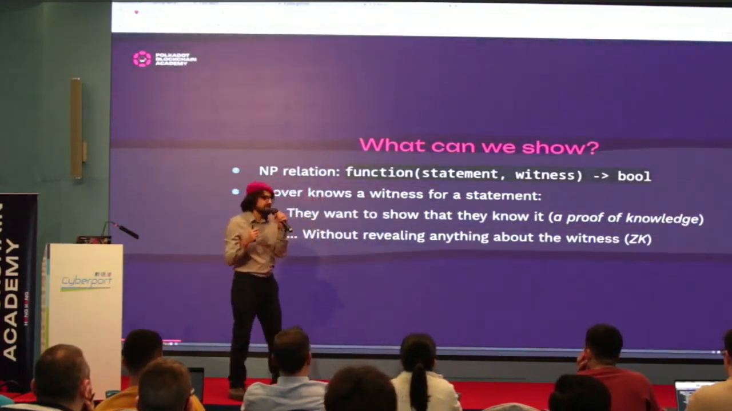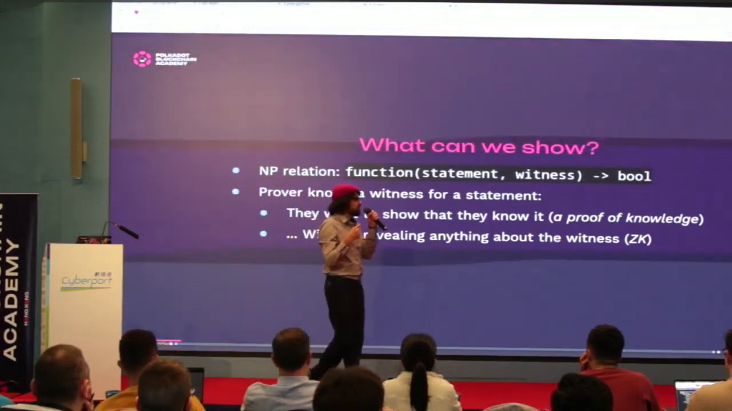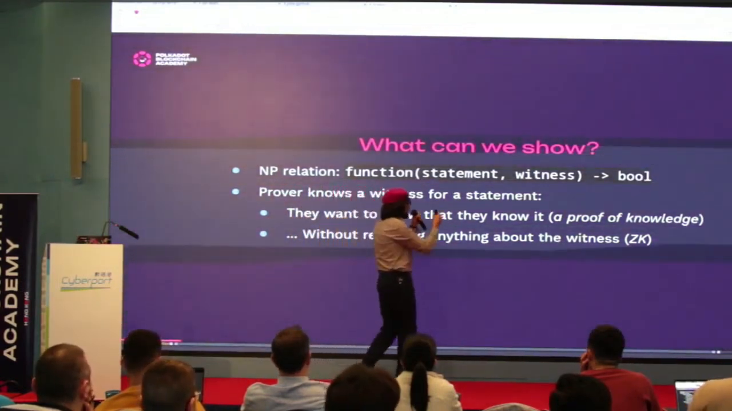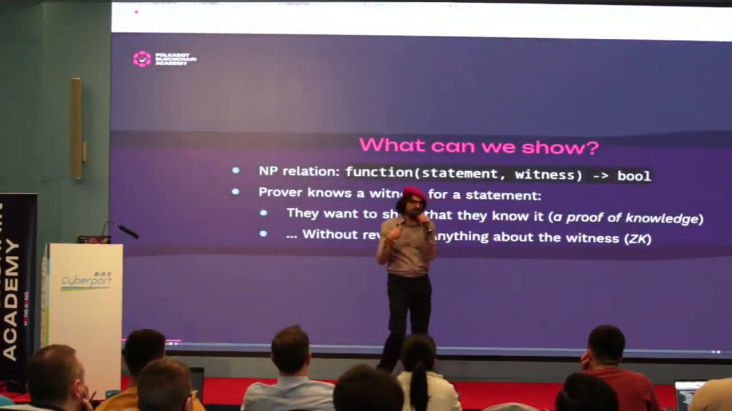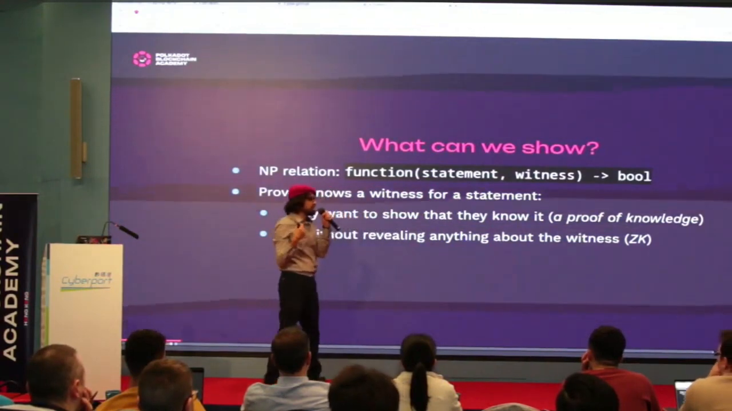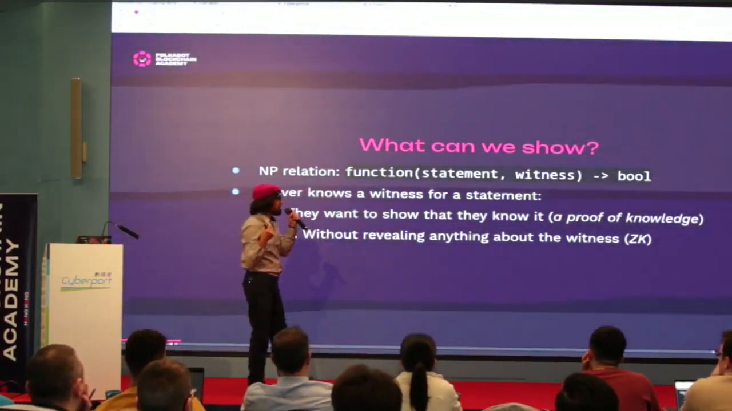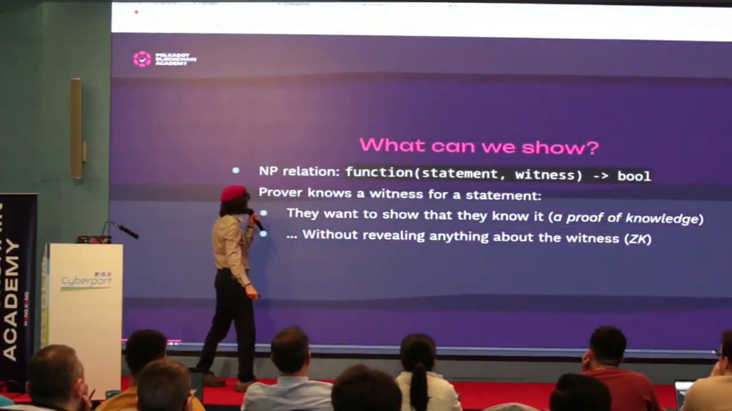So the statement is n is equal to r times s. The statement is n, and I send the secret inputs r and s that I don't want anybody to know into that function. If you multiply r by s and you get n, then the fact that r times s is a factorization of n is true. It returns true. So this is the relation.